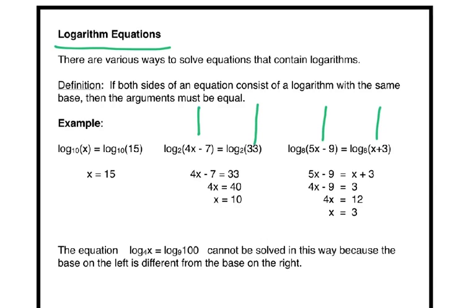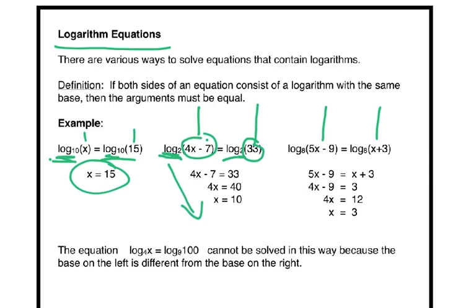So, for example, log base 10 of x equals log base 10 of 15. Since they're both a log base 10, then x must equal 15, and the answer is simply x equals 15. The next example, log base 2 of 4x minus 7 equals log base 2 of 33. Since they're both log base 2, then 4x minus 7 must be equal to 33, and you simply solve for x, and x equals 10.